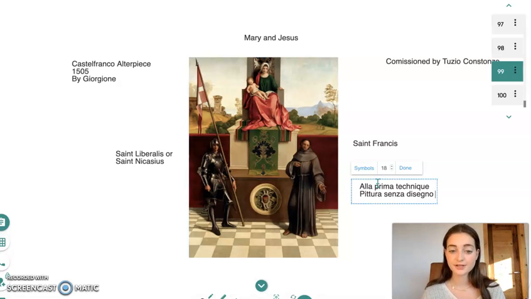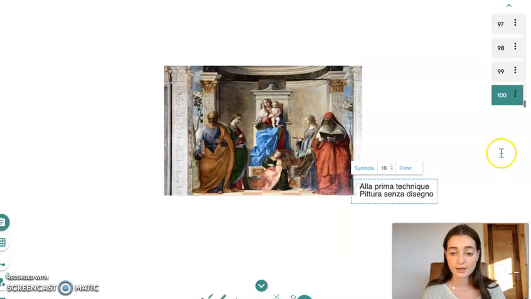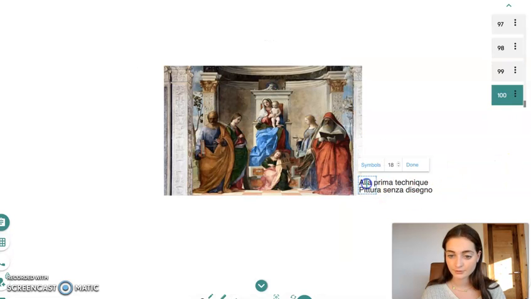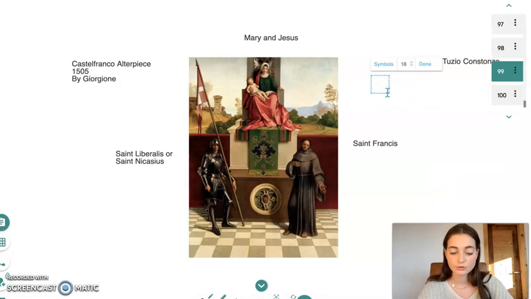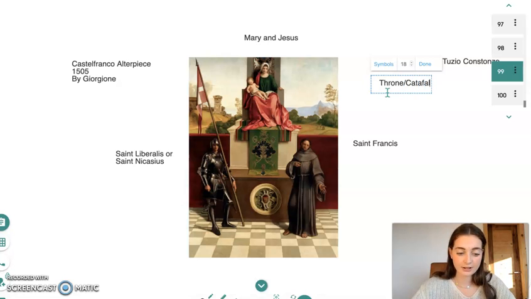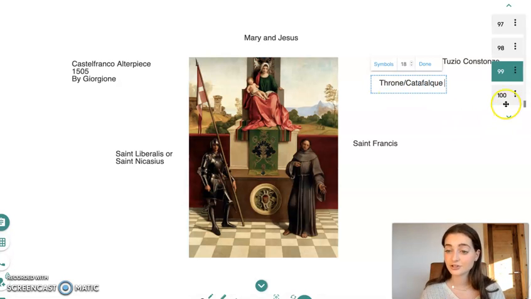Absolutely. So we've got our three figures in a triangular composition, right? Now there's a special name for this, and it echoes a piece that I'm going to show you now, which is by Bellini. That's not there, but we'll just ignore that for now. So this is a piece by Bellini, and can you see how similarly it's Mary and Jesus on a throne, as we see here? Mary and Jesus on a throne, or a catafalque, as it's also called. Throne/catafalque. It's a nice little A-star gem for you to throw in.